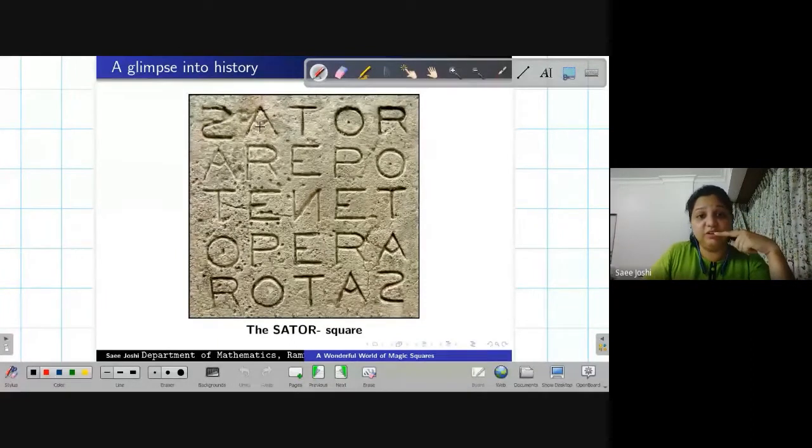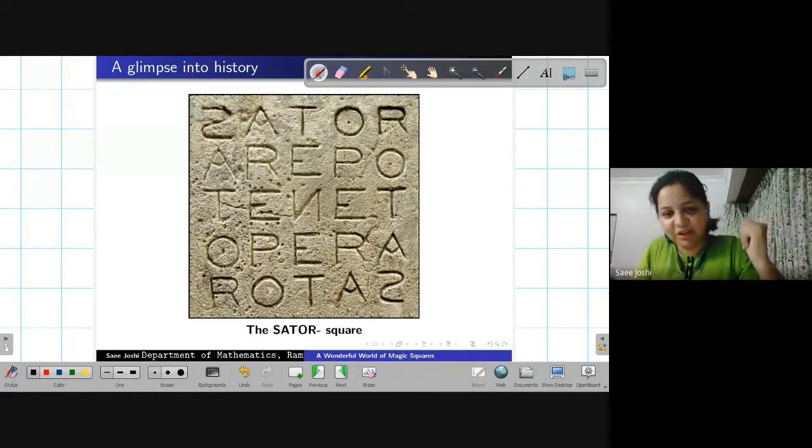Now you go ahead for the second row and the second column. Okay, so the second row and second column is AREPO, AREPO. The third row is TENET, and again here it is TENET. In the fourth you have OPERA, and in the fourth row also you have OPERA. In the fifth column you have ROTAS, and in the last fifth row also you have ROTAS.